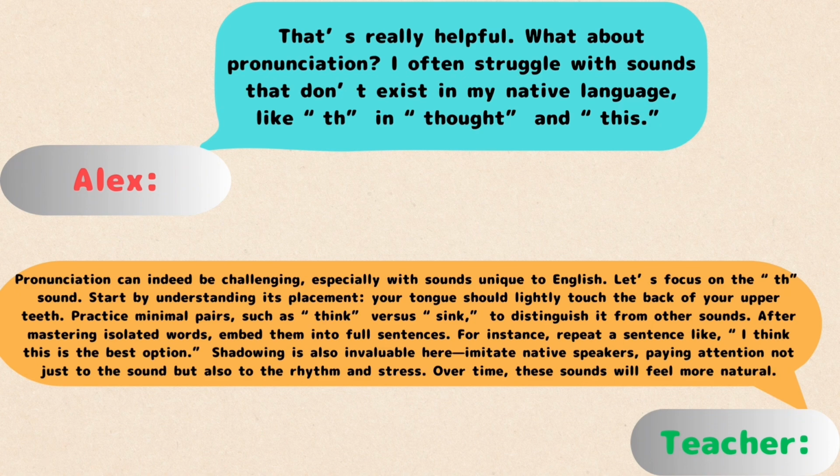Practice minimal pairs such as think versus sink to distinguish it from other sounds. After mastering isolated words, embed them into full sentences. For instance, repeat a sentence like, "I think this is the best option." Shadowing is also invaluable here. Imitate native speakers, paying attention not just to the sound, but also to the rhythm and stress. Over time, these sounds will feel more natural.